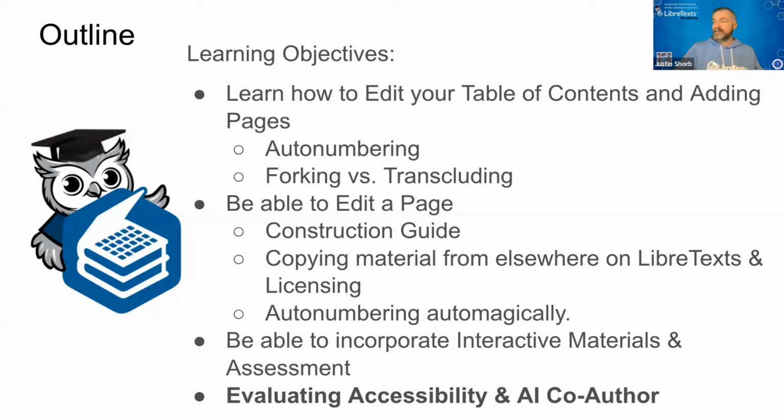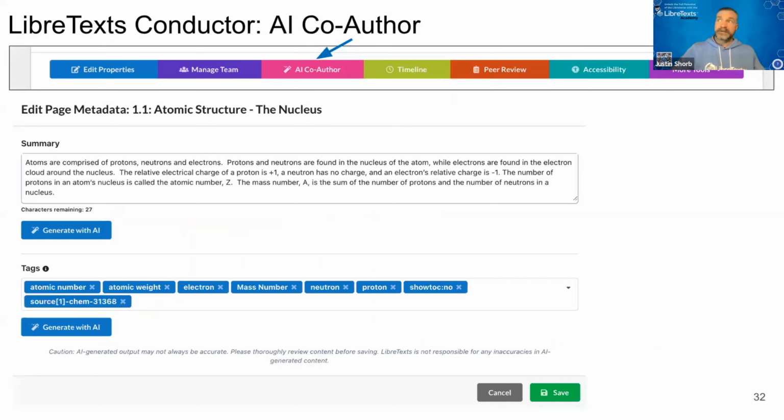One last thing here I wanted to mention is evaluation of accessibility and the co-authoring tool. So the AI co-authoring tool is a new feature that just launched in the last month or so. And what it does is it's meant to help you with the fine polishing of your book, doing the grunt work that is kind of a pain in the neck, but an AI bot can totally do it for you. It's good at it. Those are writing summaries for pages.